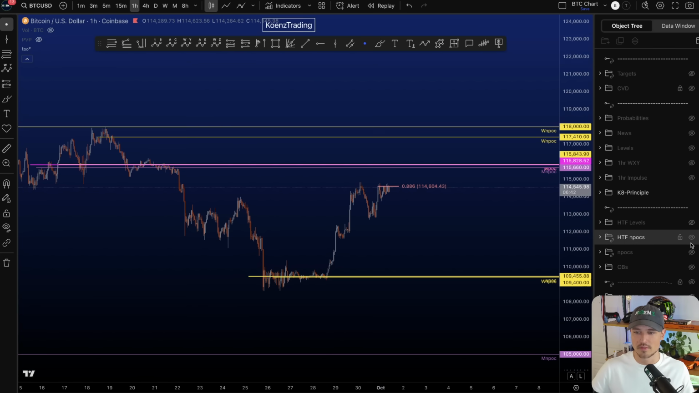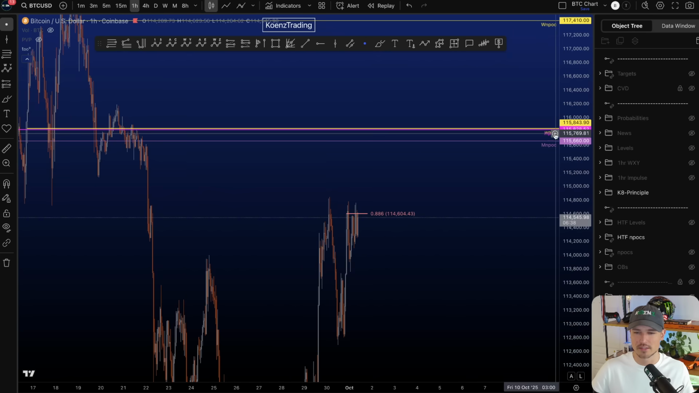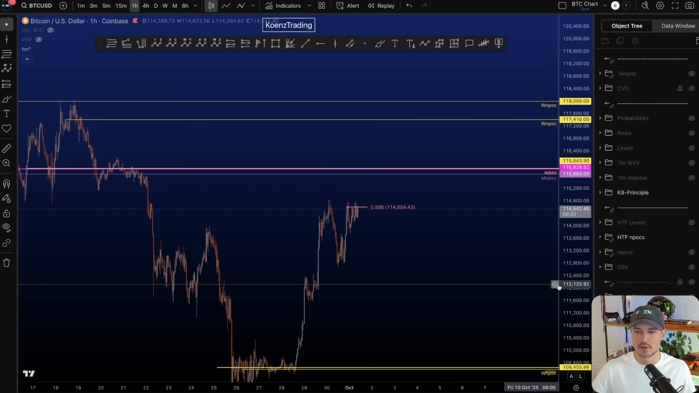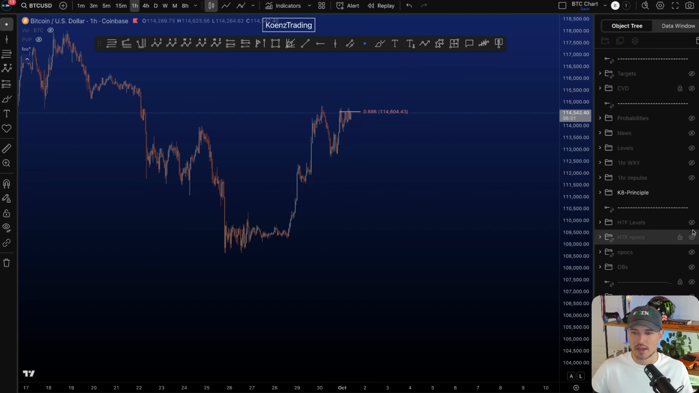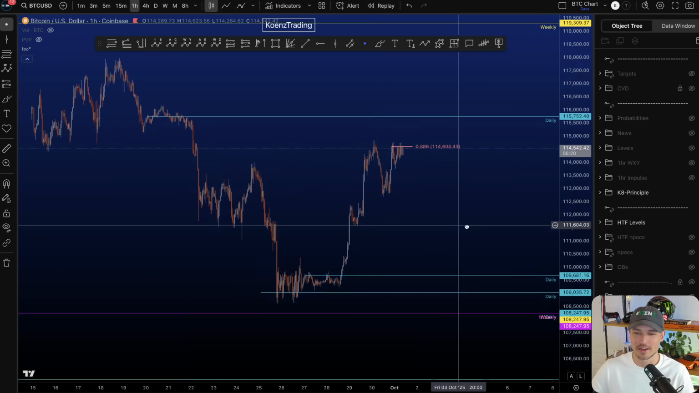So we actually have a new monthly naked point of control here, 115,660, as well as from the PVP indicator, the brighter pink one here, 115.8. Then we also have a monthly level down here at 108,247, which is at the exact same level as a weekly and a daily level. So that's quite unique. You don't see that every day.